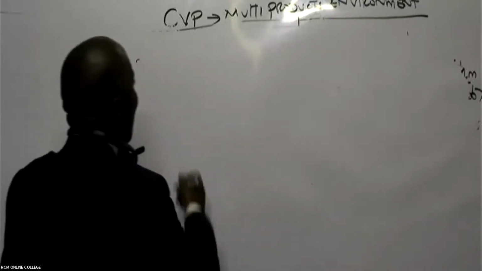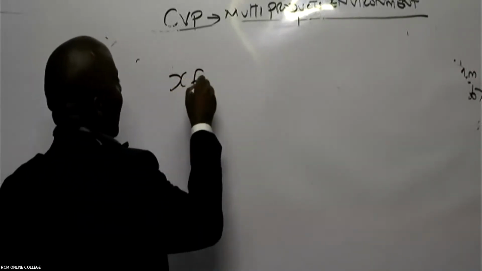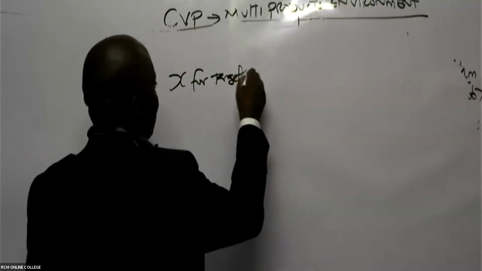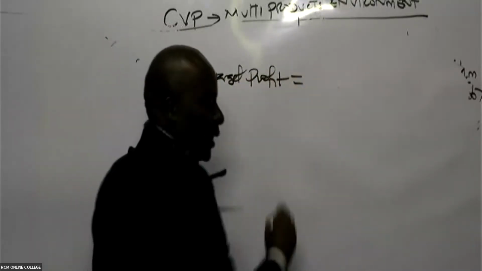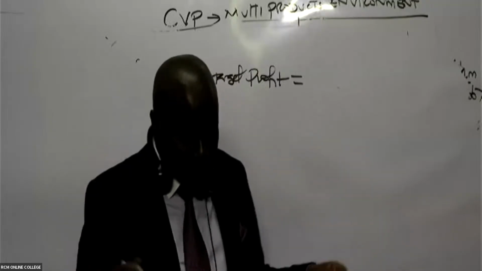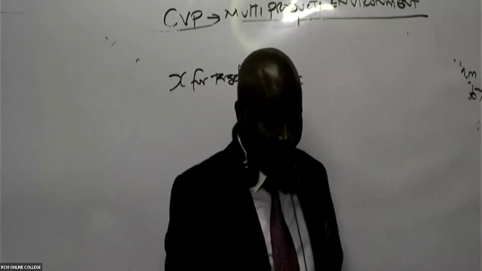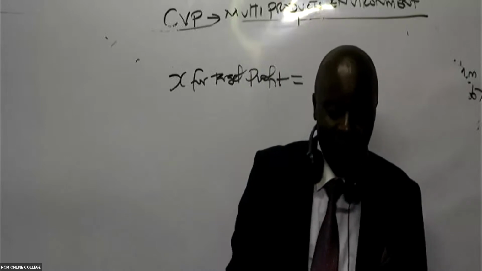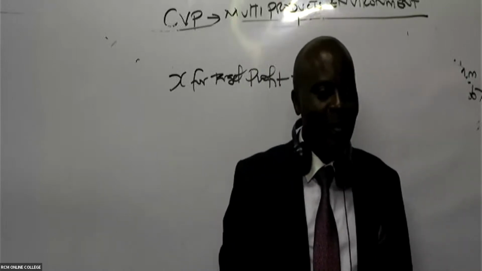I gave you a formula. I told you X for target profit. Is there somebody who can remember the formula? Now you can see all of them, all of a sudden they have gotten something to look at in their books. Or that is how geniuses behave.